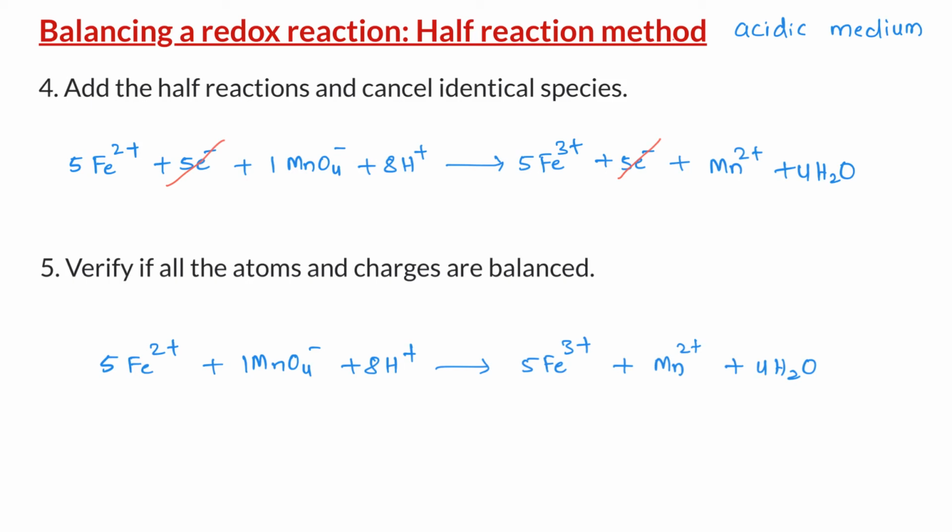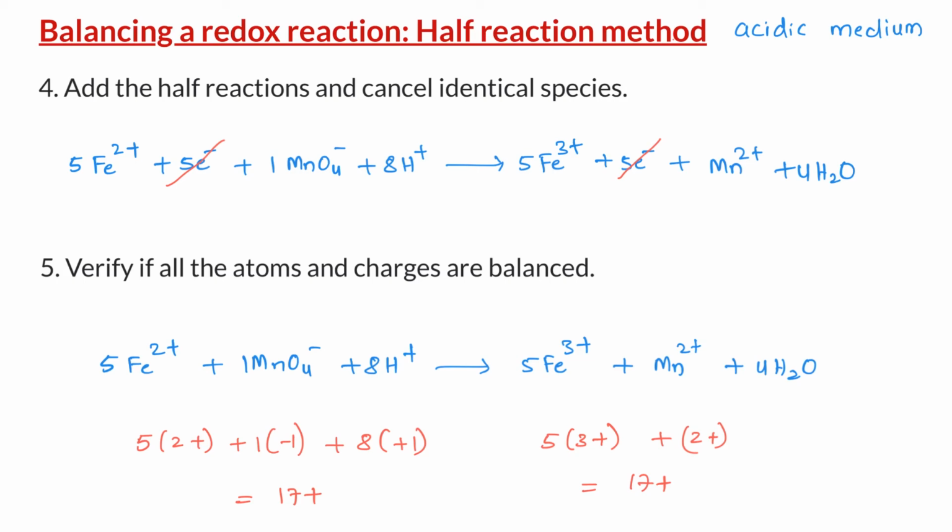Let us now look at charges. Let us calculate the total charges on the reactant side. We have 5 times 2 plus, minus 1 plus 8 times plus 1. A total of 17 positive charges. On the product side, we have 5 times 3 plus 2 plus. 17 positive charges on the product side. The charges are also balanced.